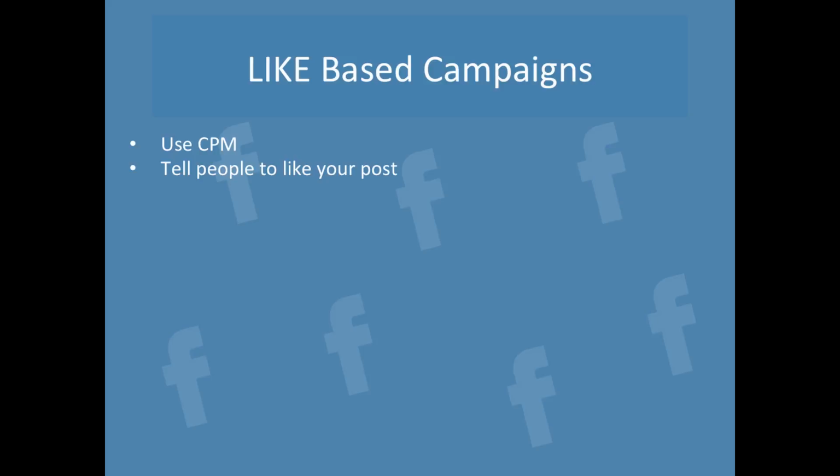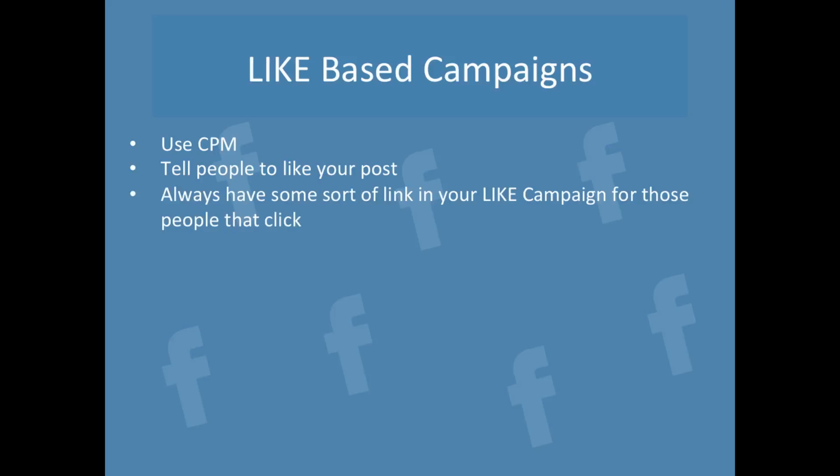And this is where Open Graph comes into play, because when somebody sees a picture of something that you're using for your Open Graph on your blog or somewhere else, say you're promoting a Teespring or an affiliate offer, you want to make sure there's Open Graph installed as well. And you're going to want to tell people to like your post without a doubt in the ad copy or the body of your post that you put on Facebook. So always have some sort of link in your like campaign for those people that click.